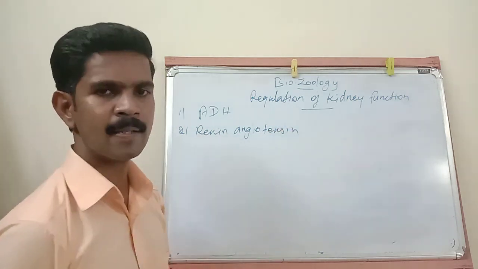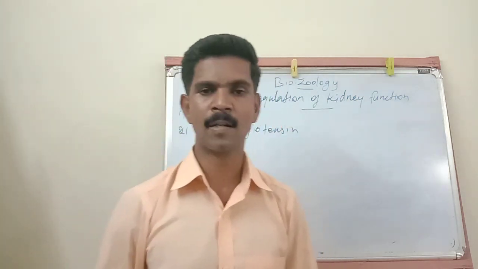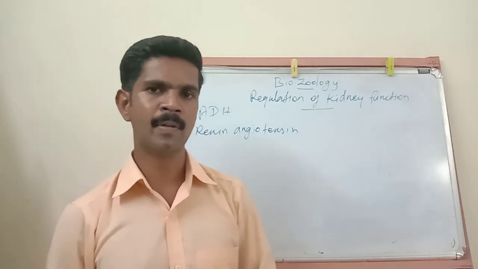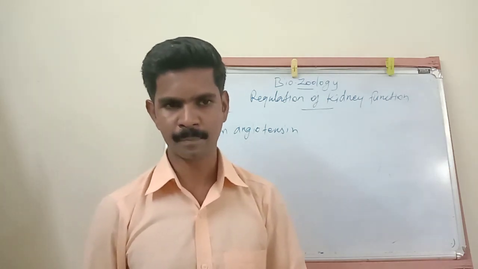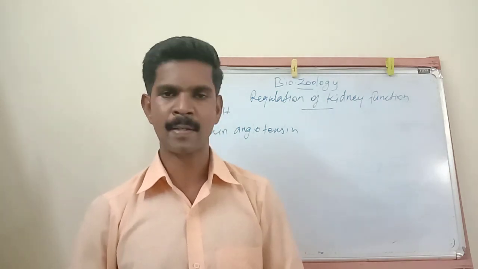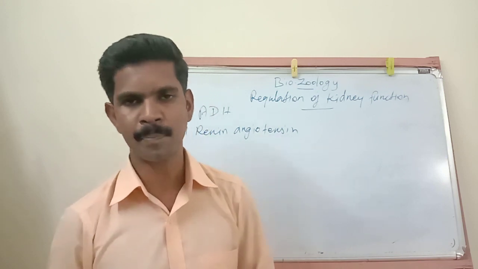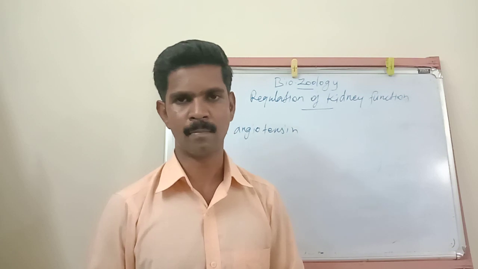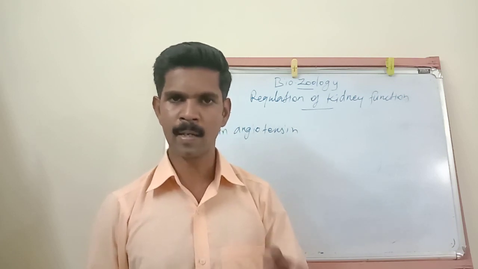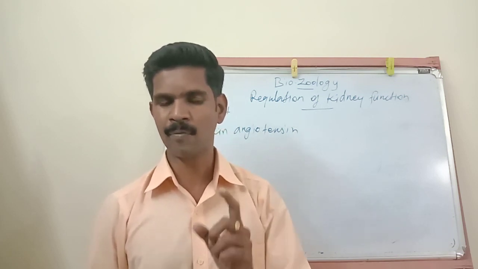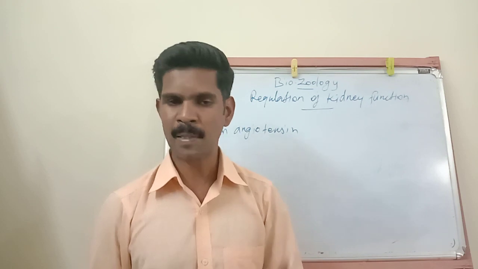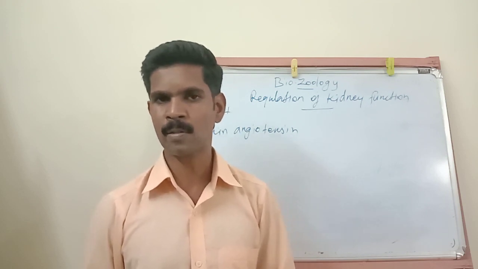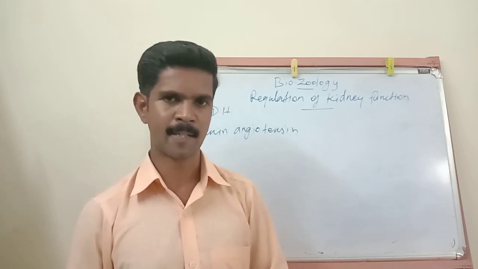Okay, the second factor is renin-angiotensin. This factor also controls the functions of the kidney. Understand? The juxtaglomerular apparatus is a special type of tissue present in the afferent arterioles of the nephron. Two arterioles are there, afferent and efferent. The afferent arteriole consists of a special type of tissue, called the juxtaglomerular apparatus.